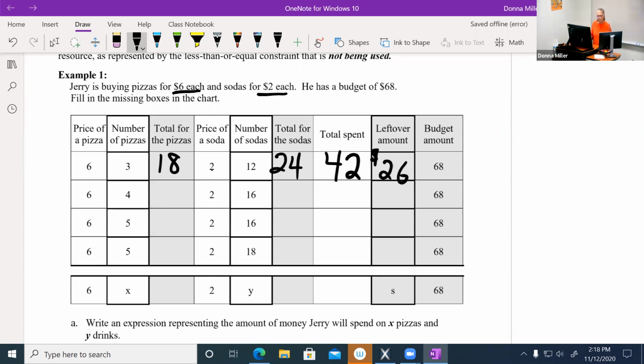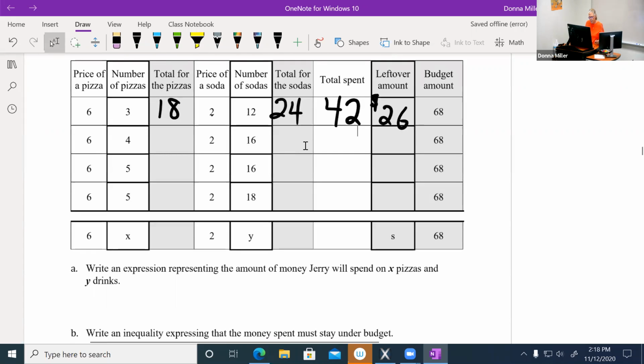This is a very simple example because normally it's whatever you're using to make things with, those are your leftovers. So we'll do a couple more. If I do 4 pizzas, that's going to cost me $24. If I do 16 times 2, that would be 32 sodas, right? So if I add those together, 24 plus 32 is 56. I had $68, so 68 minus 56, I've got $12 left over. So it's the leftovers.